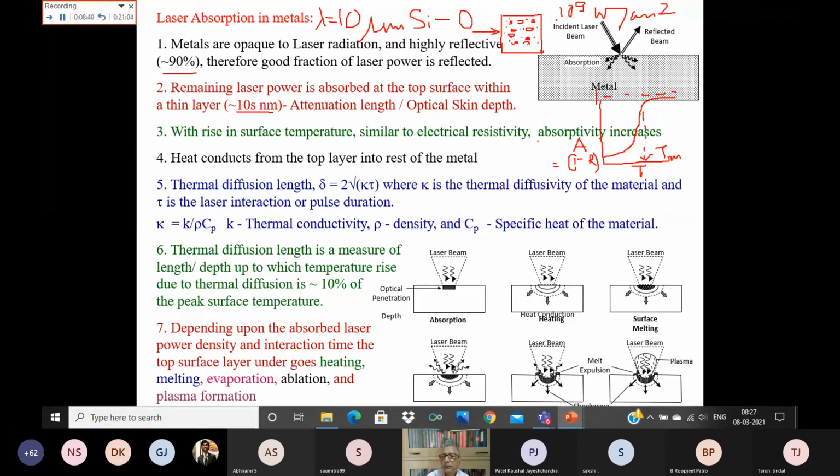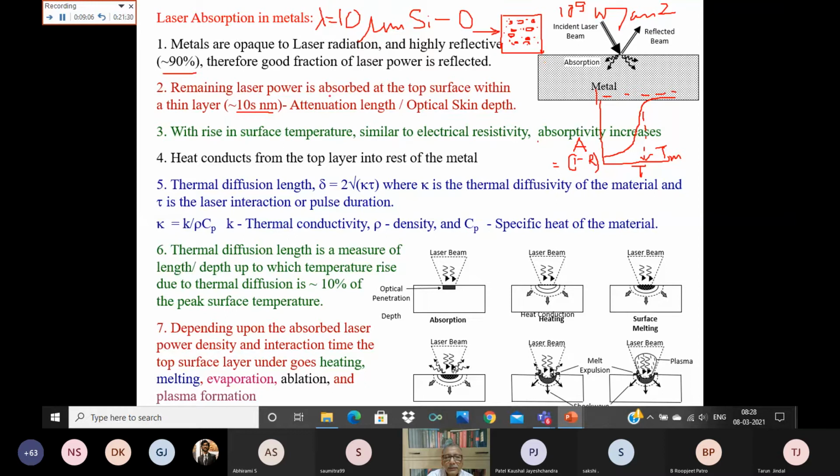This process of some of the electrons becoming free is known as the multi-photon ionization process. A single photon may not be able to ionize, but a lot of photons can get absorbed simultaneously, and that can release the electrons.